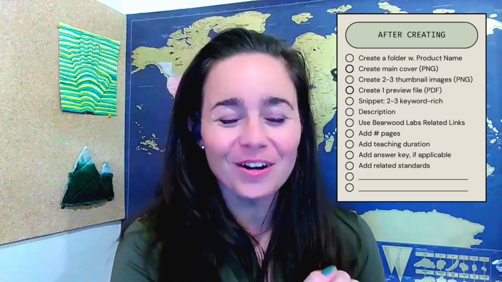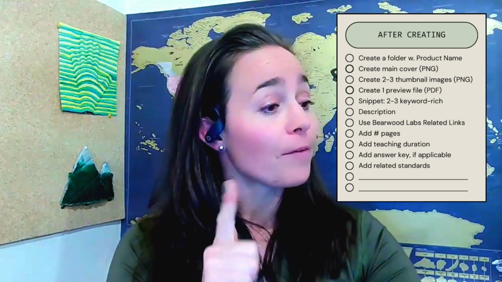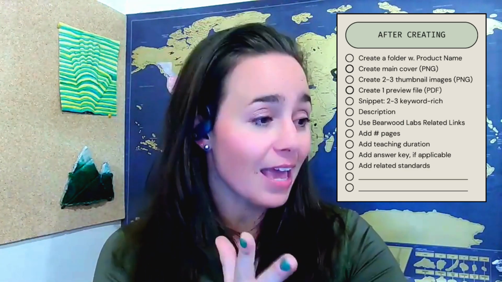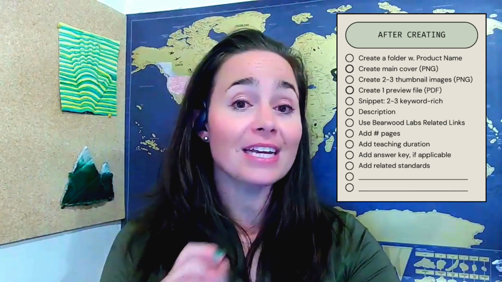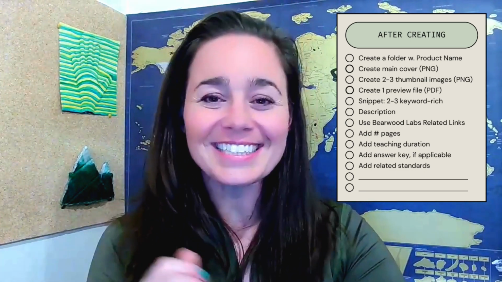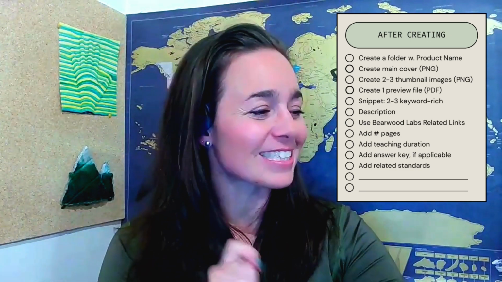Again, this is all in the workflow, my friends. So we've got your product itself in there. We've got a main cover in our PNG format, 2 to 3 thumbnail images, again, PNG. Create one preview file. Perhaps this is various images showing off the benefits of your product. Creating a snippet, which is a 2 to 3 keyword rich sentence. This description comes next. We're going to talk about that in just a second.